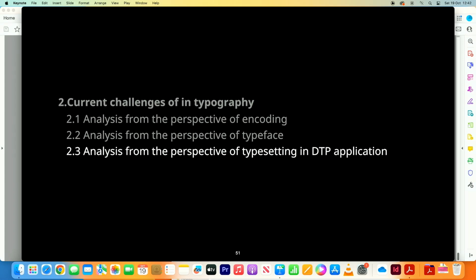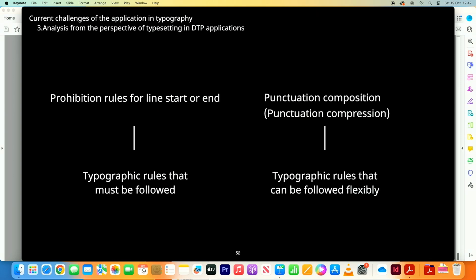Finally, we talk about the perspective of typesetting in DTP applications. So, these are the two rules I mentioned before, and I categorize them into two. One is the typography rules that must be followed. Another one can be followed flexibly.